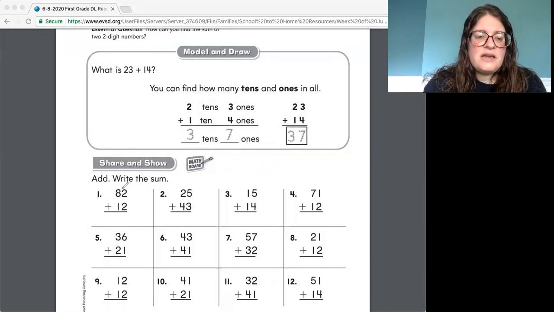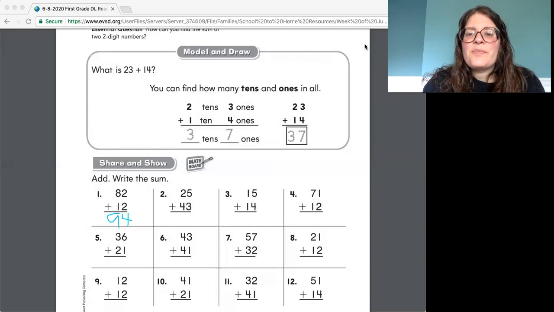Let's try this one. 2 plus 2, that's a double. It's 4. And then 8 plus 1 more, I would count on 8, 9. I write my 9 underneath, and the answer is 94. So I want you to try adding those kinds of numbers with your families. And I think that's about it for this week.